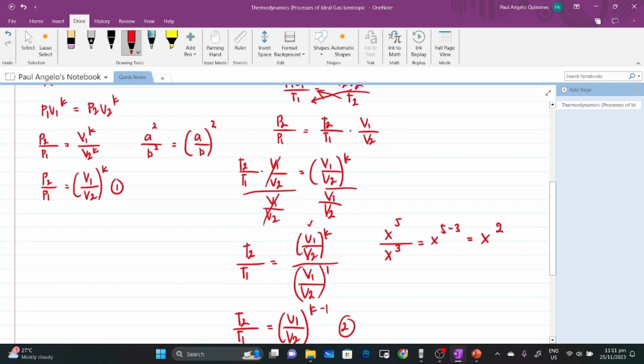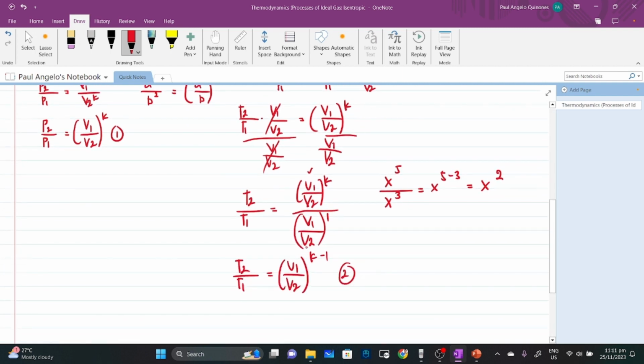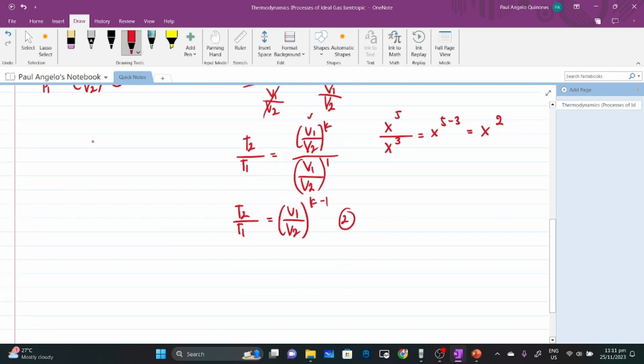Okay? So now, what if there are no volumes given? Because as you can see in the first two equations, they are dependent on volume. What if the given is pressure and temperature only? So from this equation, we need to solve for v1 over v2. How are we going to solve for v1 and v2?